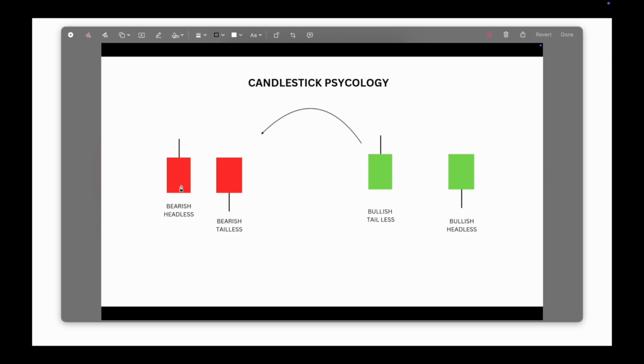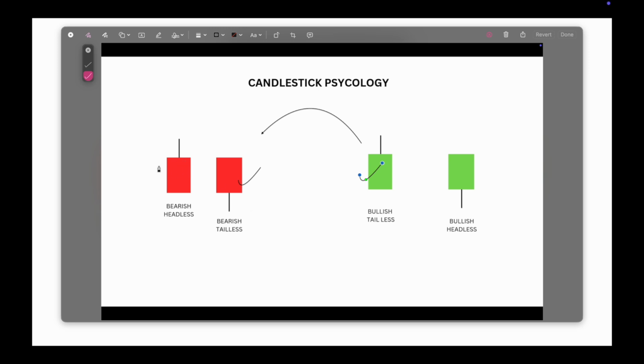Everything you have learned is wrong. Okay, bearish headless candle, this is why, because it doesn't have a lower wick. The lower wick is the head of a bearish candle, and the upper wick is the tail. Understood? This is opposite to the bullish situation. So which one is stronger here? In a red candle, the bearish tailless is stronger, and in bullish, the bullish tailless is comparatively stronger in any trend.